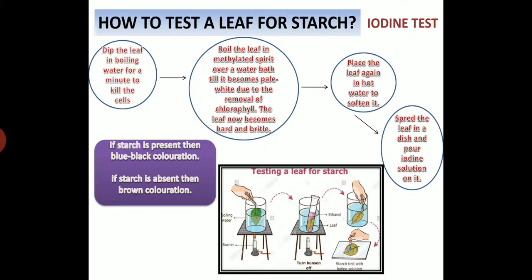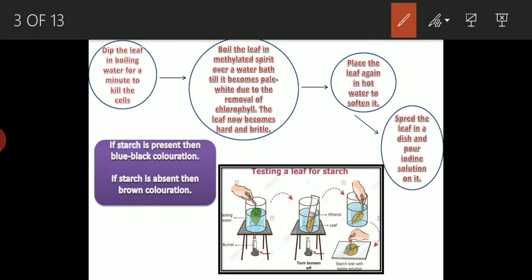First, we need to dip the leaf in boiling water, for a minute. And why are we performing this step? We are performing this step so as to kill the cells of the leaves. So as to kill the cells of the leaves, we are dipping the leaves in boiling water. Clear? This is step number 1.